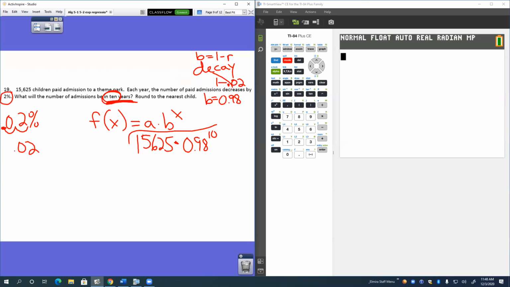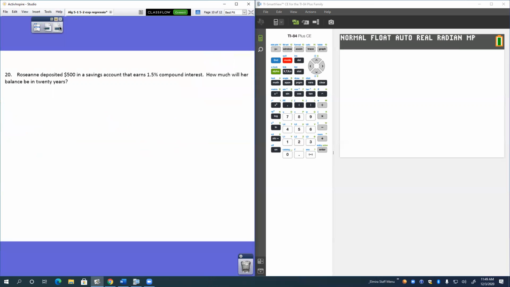You're going to take that and type it right directly into the calculator. It said round to the nearest child, so this would be 12,767 as our answer. We have a couple more of these type of problems. Take a look at this one.